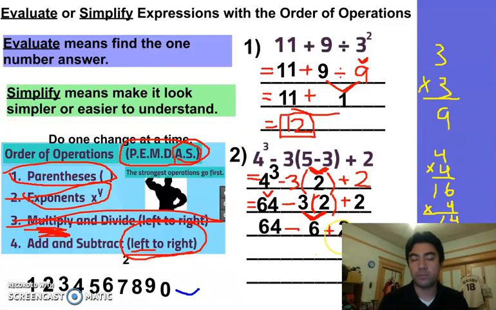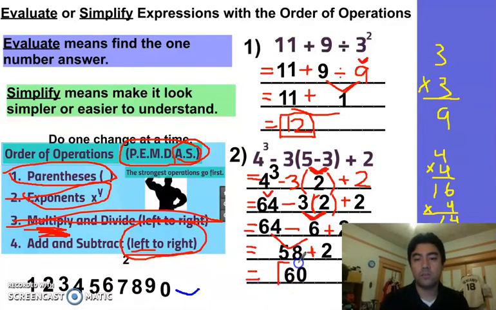So we are not doing 6 plus 2 first. We are doing 64 take away 6 first. So 64 take away 6, again, you could do that work on the side. That is 58. And again, one change at a time. So copy and bring down the plus sign. Copy and bring down the 2. Okay, now we have 58 plus 2, and 58 plus 2 is just 60. And we are officially done.